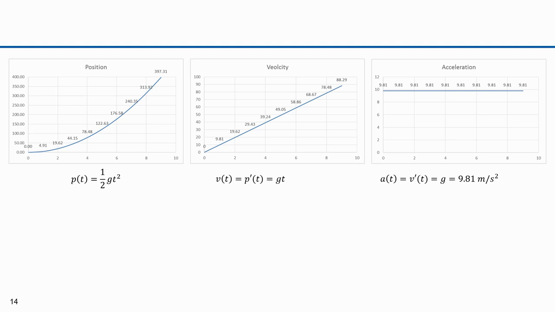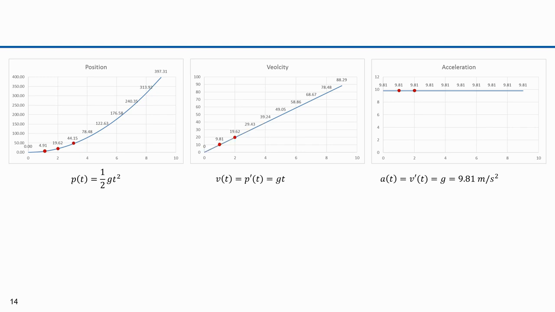Here I do the same thing for acceleration. Here is the position at 1 second. Here's the velocity at 1 second. Here's the tangent line of the velocity function. And here's the slope of that line, 9.81. Here's the position at 2 seconds and the velocity at 2 seconds. Here's the tangent of the velocity function. And here's the slope of that line.